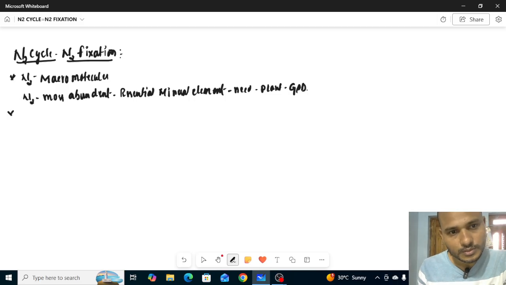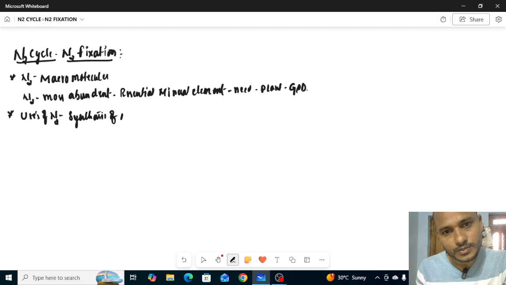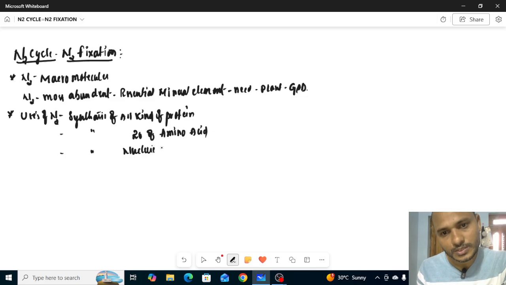Uses of nitrogen to the plant. Usually nitrogen is used for the synthesis of all kinds of proteins in plants. Nitrogen is also used for the synthesis of 20 types of amino acids in plants, and for the synthesis of nucleic acids like DNA and RNA in plants.